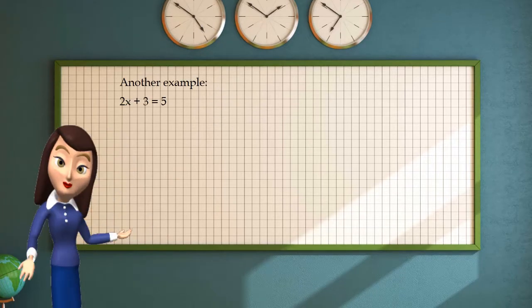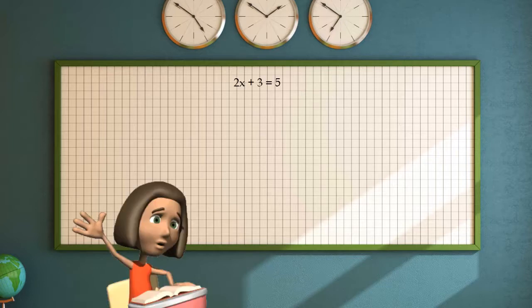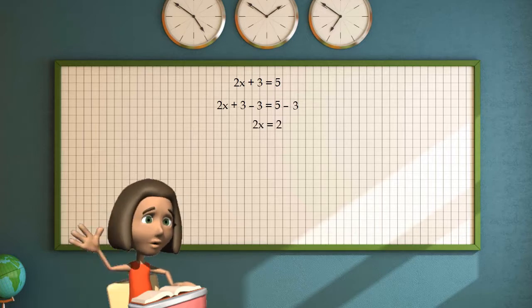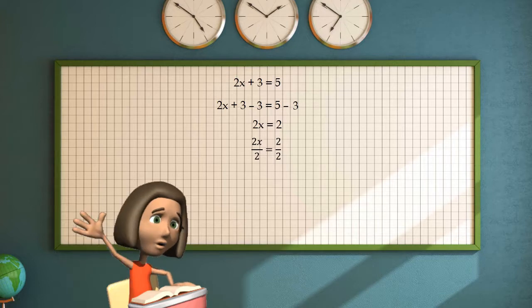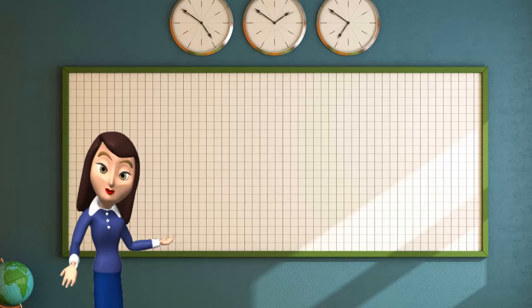Check. Substitute the value of x. Another example: 2x plus 3 equals 5. Who would like to answer on the board? 2x plus 3 equals 5. Add negative 3 on both sides. It will become 2x equals 2. Divide both sides by 2. Then x equals 1. For checking, substitute the value of x to the original equation. Good job. Do you guys agree?